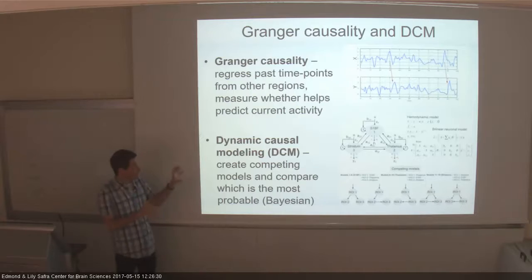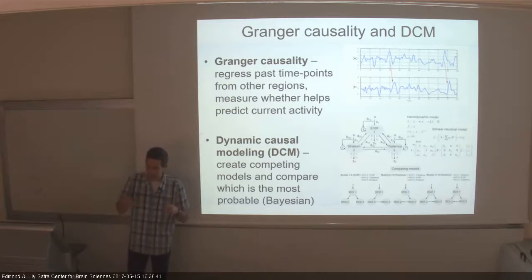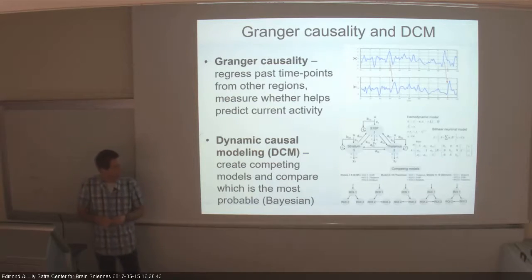So that's the basic approach. It's useful, but it is a bit limited because we only look at two regions and we only look at one type of interaction, which is correlation across time. So this is the Granger causality.